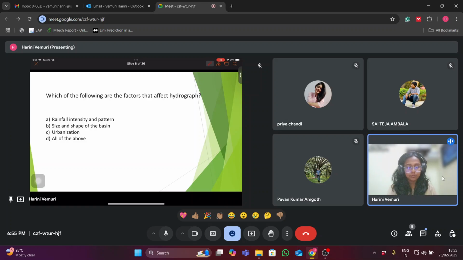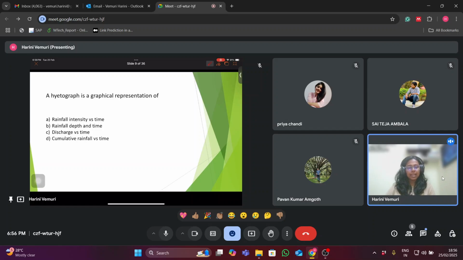So next question, which of the following are the factors that affect hydrograph? Option A, rainfall intensity and pattern. Option B, size and shape of the basin. Option C is urbanization. Option D is all of the above. As we have seen, all the factors that affect runoff will be the factors that affect hydrograph, because hydrograph is a plot between discharge versus time, right? We have also discussed in today's class that rainfall intensity and pattern, size and shape of the basin, and urbanization all affect the hydrograph. So the option is all of the above.